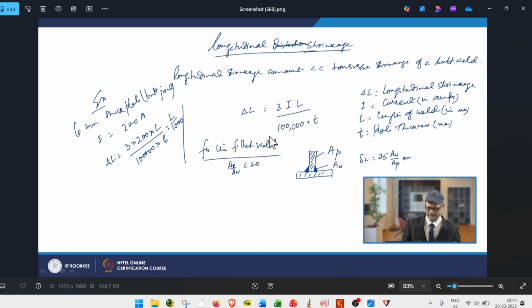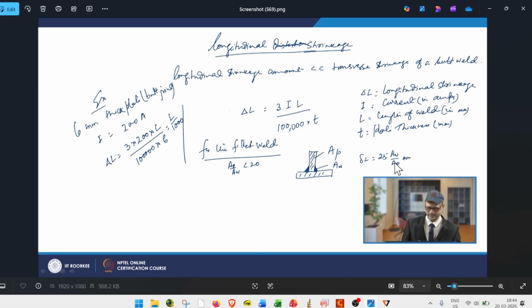All are in mm. Suppose we are using a current of 200 amperes and a thickness of 6 mm, then we can easily calculate that it results in L by 1000. If L is 2000 mm, that is nothing but 2 meters, then the total length distortion will be 2 mm. For fillet welding, we can calculate it with AW by AP, 25 into AW by 80. AW is the area of the weld, AP is the area of the welding plate.